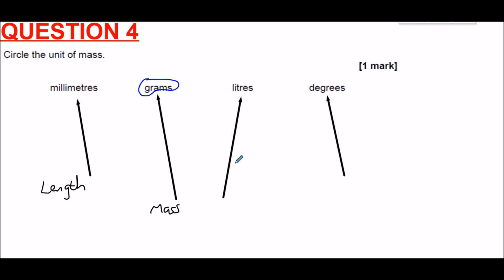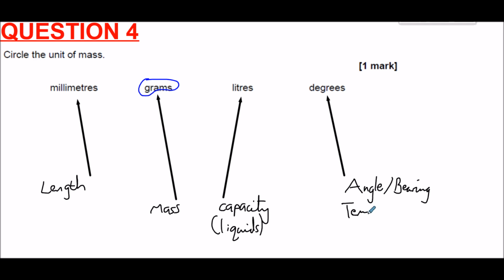But just carrying on anyway, litres is a unit of capacity, usually used for liquids. So it's like how much water is in a bottle, for example. And degrees could mean one of two things. It could mean a measure of an angle, or degrees could be measuring temperature, but obviously you should specify whether it's degrees Celsius or degrees Fahrenheit. So the only one it must be is a unit of mass.